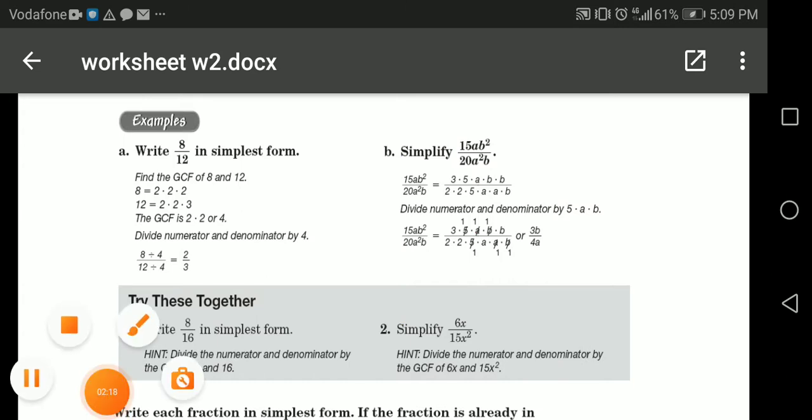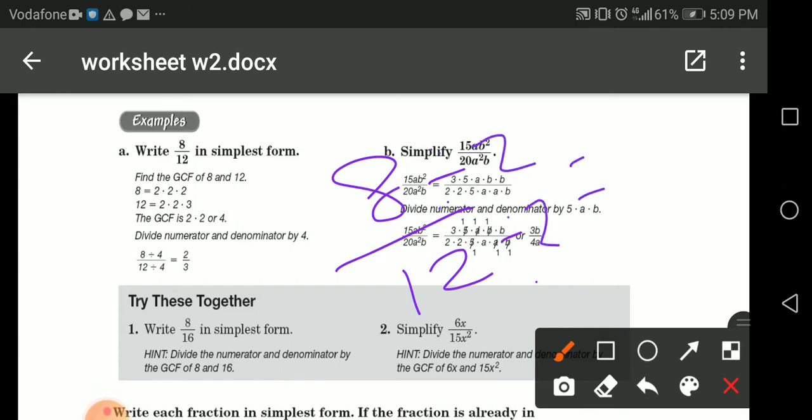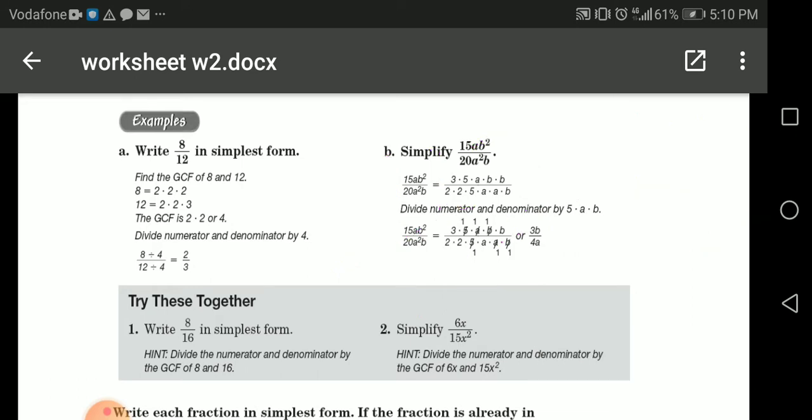Miss Dina, we can do it another way. Yes, of course. 8 over 12, we can first of all divide by 2. It gives you 4, and 12 divided by 2 gives me 6. Then 4 over 6, divided by 2 again, gives me 2 over 3. So the answer will be 2/3. Okay, it's an easy one. We have taken this before.